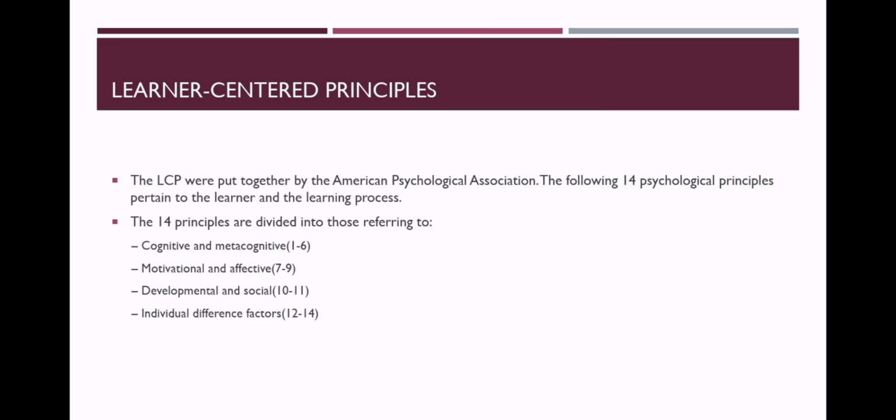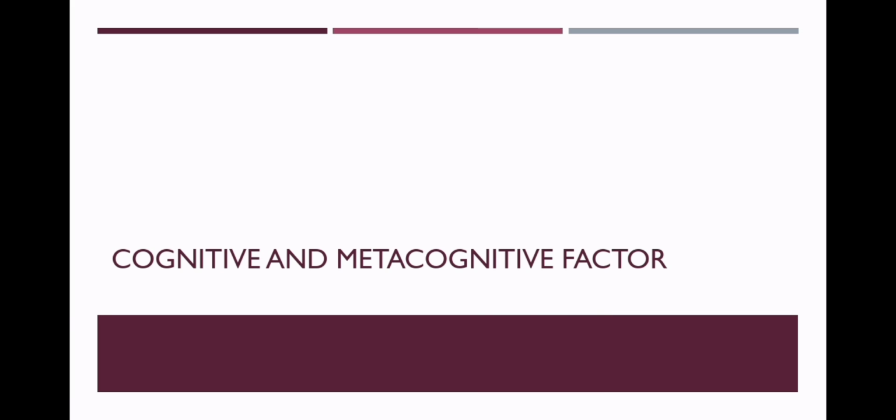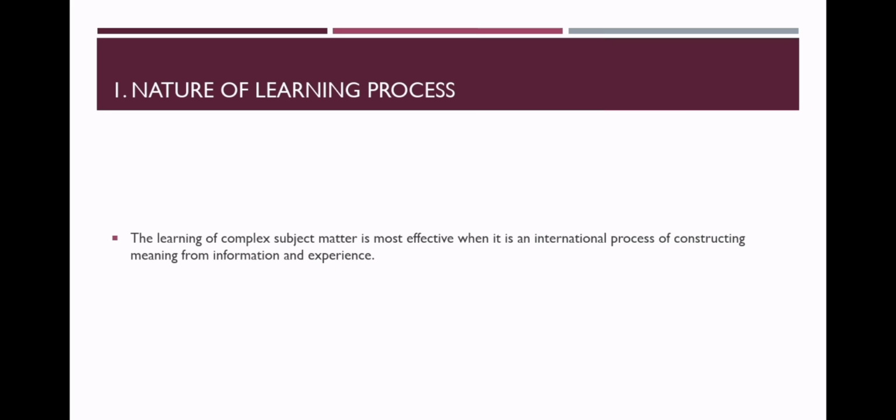And the 14 principles are divided into those referring to cognitive and metacognitive, motivational and affective, developmental and social, and individual difference factors. So let's proceed to the cognitive and metacognitive factors. So the first principle is the nature of the learning process.